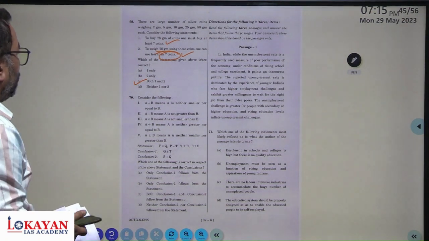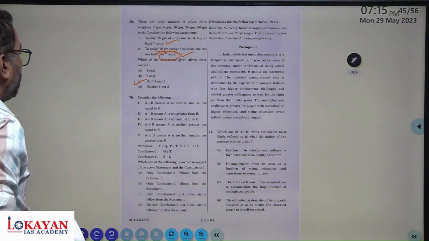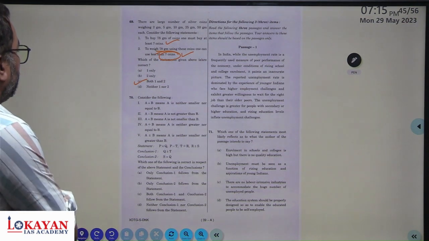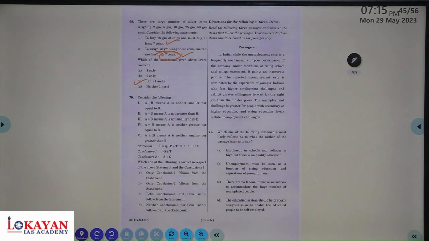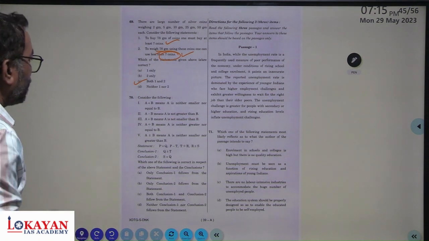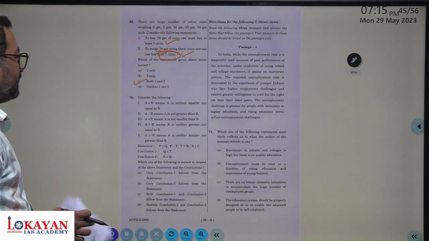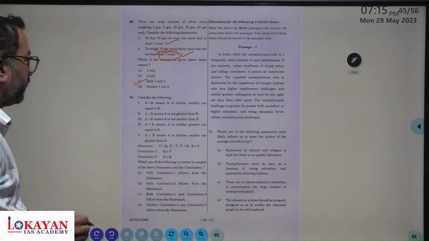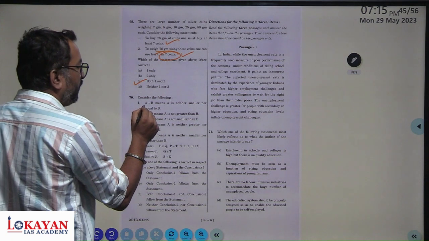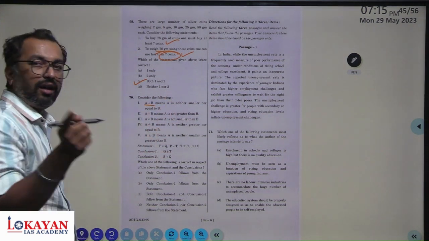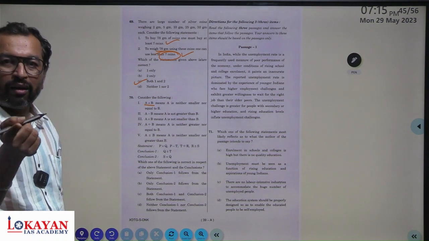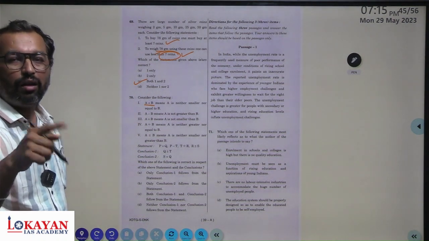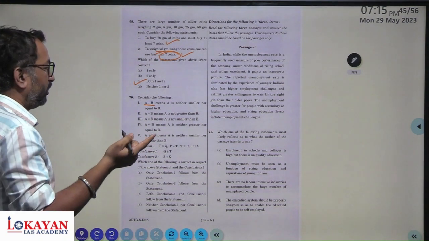So let's see what question number 70 says. Again, 70 is an easier question because it deals with inequality. Equality and inequality. A plus B means A is neither smaller nor equal to B. That means A plus B का meaning क्या है? There are 3 relations between any 2 numbers, right? Either they are equal or one is smaller than other or one is larger than or greater than it.